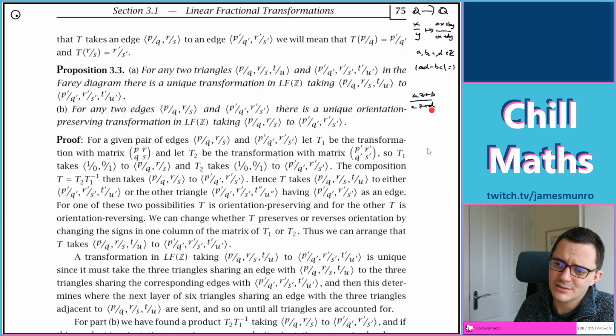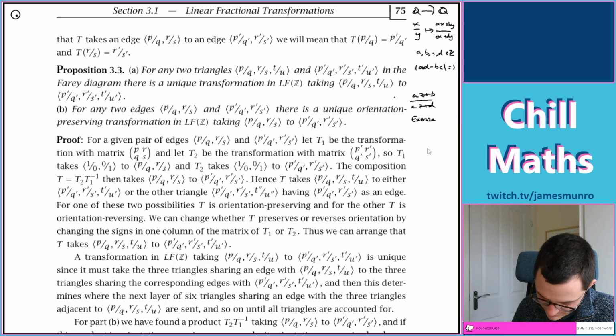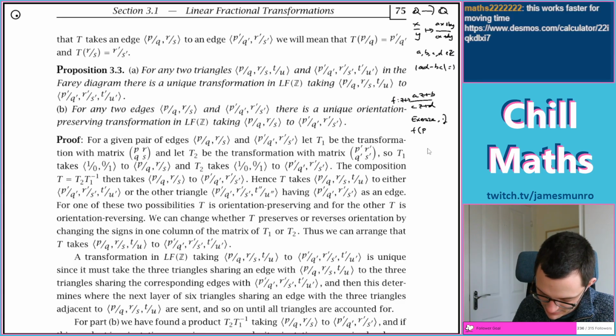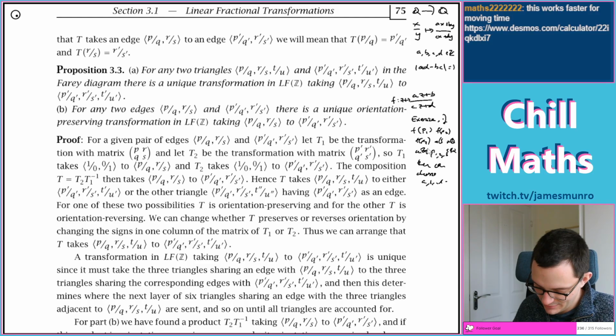So, exercise: f sends z to this number. If f of p1, f of p2, f of p3 are all rational, with p1, p2, p3 all rational as well, then you can choose A, B, C, D to lie in Z. Not obvious.